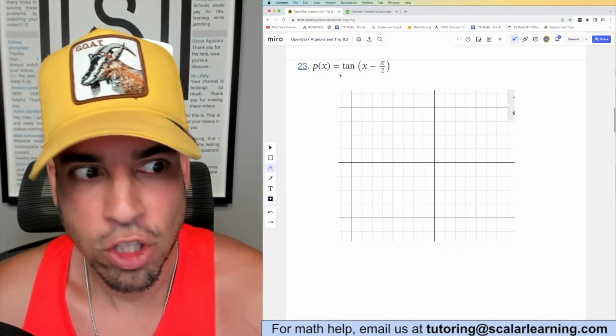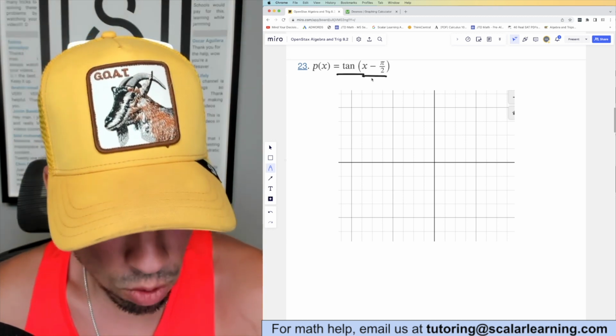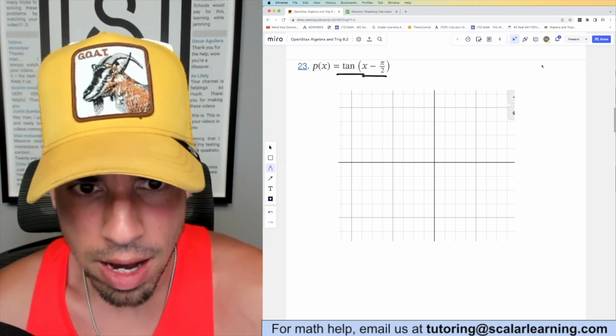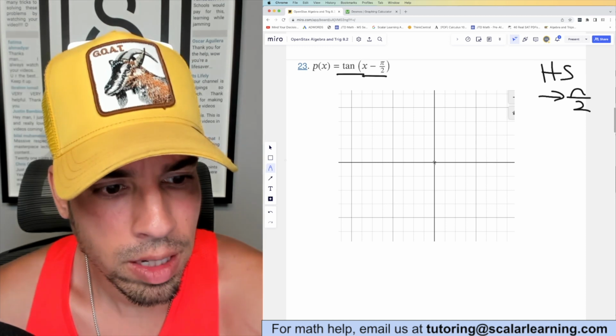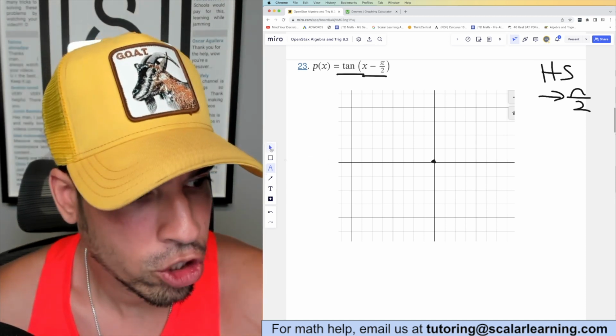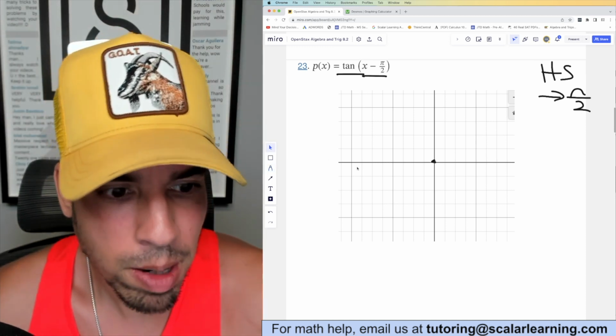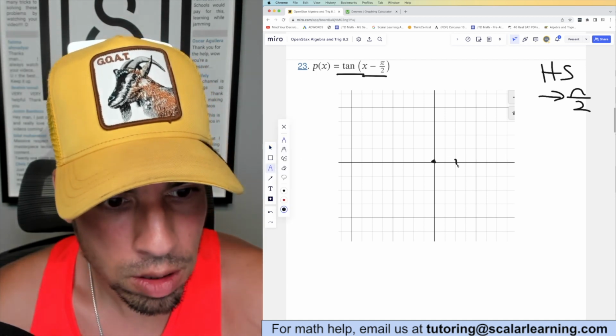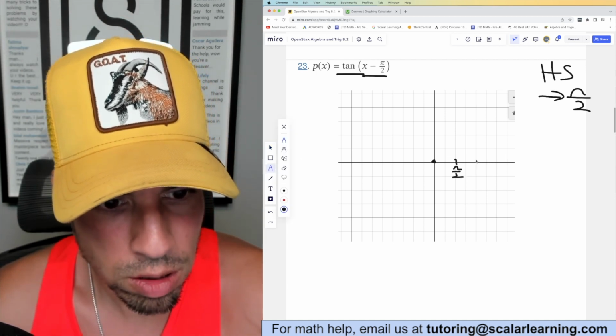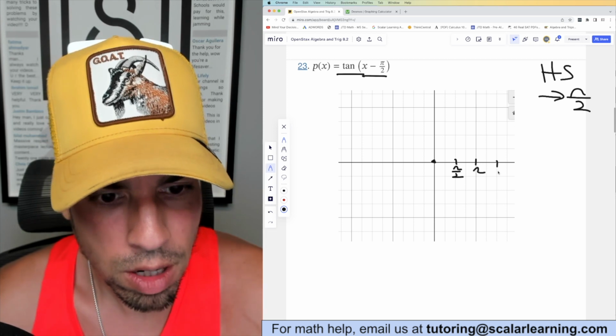So this one is pretty much a typical tangent function, except for a horizontal shift to the right by pi halves. So since we normally have tangent being centered right at the origin, all we're going to do is shift it by pi halves. And by the way, I'm going to call this pi halves. I'm going to call this pi. And if you remember, tangent has a period of pi.